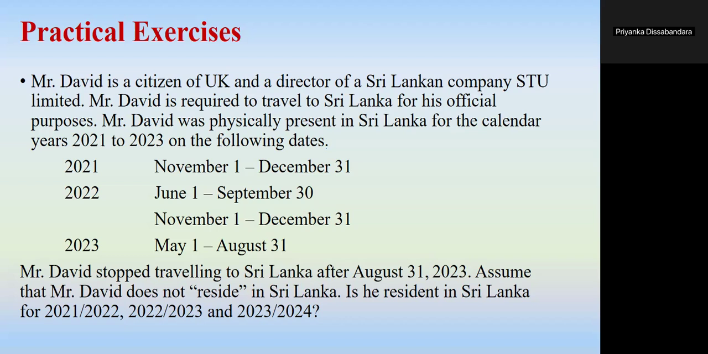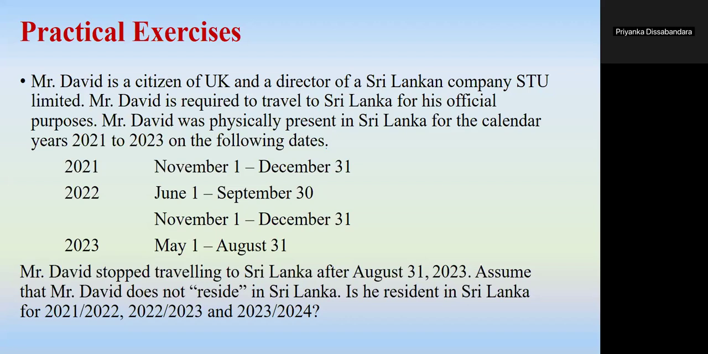That means we have an assumption. We have to assume that Mr. David does not reside in Sri Lanka. If he resides in Sri Lanka, it is not necessary to count the dates, 183 days, because we have four rules. If one rule is applicable for this Mr. David, then we can determine he is a resident person. That is why you are given this assumption. According to this assumption, he is not residing in Sri Lanka.